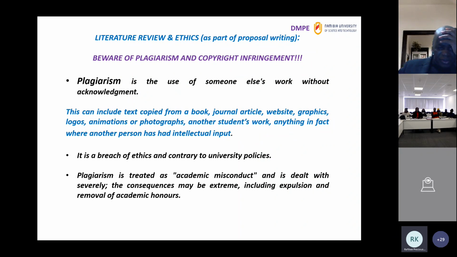Plagiarism is a breach of ethics and contrary to university policies. It's an academic misconduct and it can be dealt with severely. In extreme cases, it can lead to expulsion.